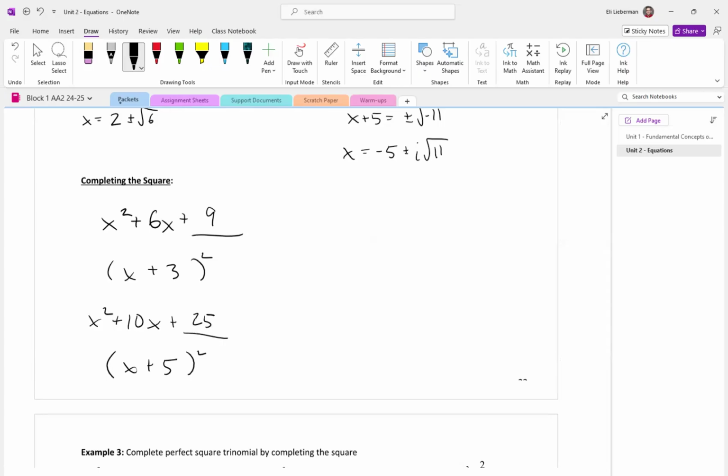The only thing is that this process only works when the leading coefficient is 1. I'm going to say this up at the top: leading coefficient must be 1. And if it isn't, you have to manipulate a little bit. But let's try a couple more. x squared minus 7x. What do we add there?